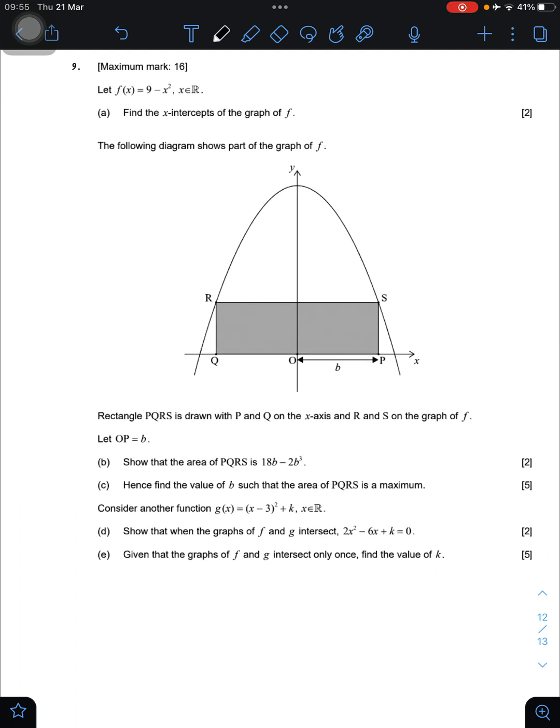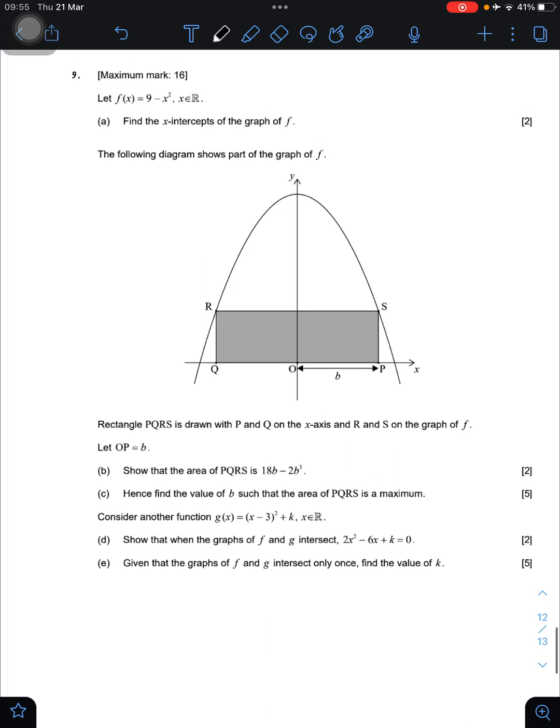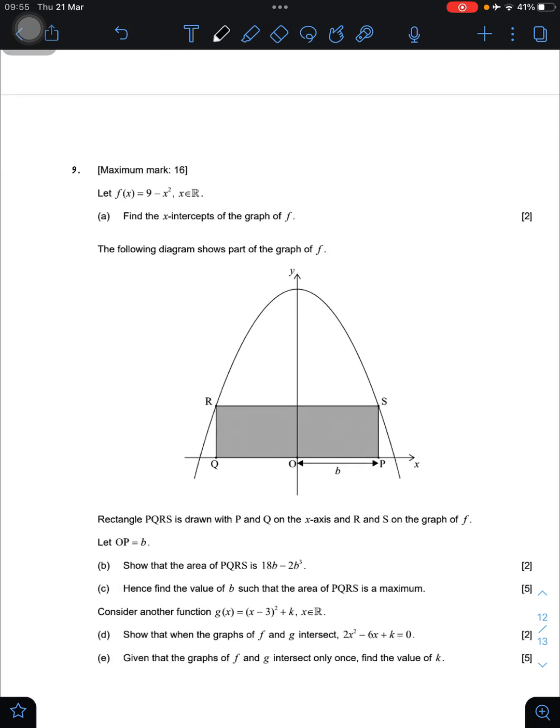Okay, final question, question 9. Show that the area of PQRS is that. Sorry, we're looking at the first part first. Find the intercepts of the graph F, okay?